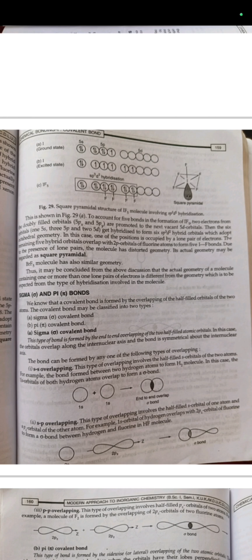In case one of the positions is occupied by a lone pair of electrons, the remaining 5 hybrid orbitals overlap with 2p orbitals of fluorine atoms to form 5 I-F bonds. Due to the presence of lone pairs, the molecule has distorted geometry. Its actual geometry may be regarded as square pyramidal. BrF5 molecule has also similar geometry.